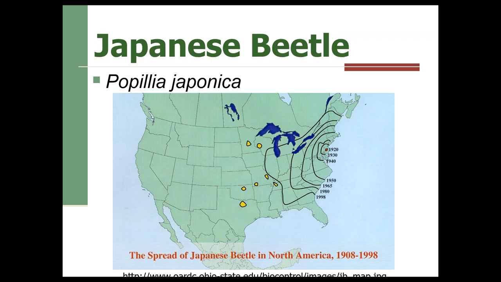It has not, generally, moved much beyond what you see here since 2000, but you will notice that there are yellow dots on the map that indicate where pockets of Japanese beetle have become established. And there is such a pocket in Texas and a couple other southern locations that we might need to at least be aware of the possibility for Japanese beetle.